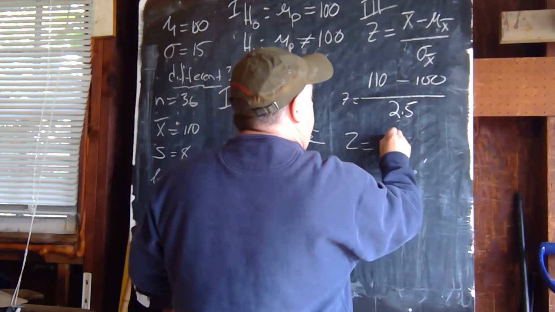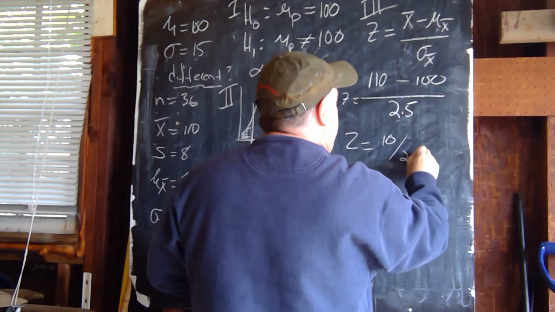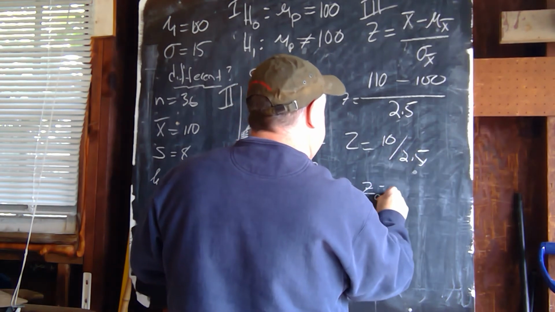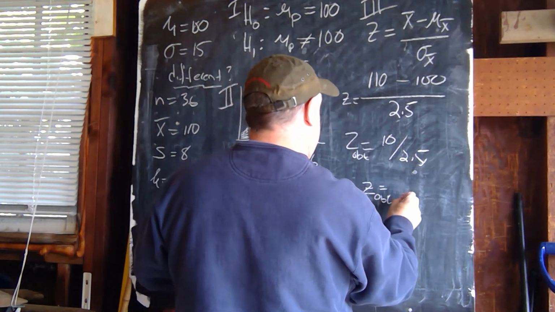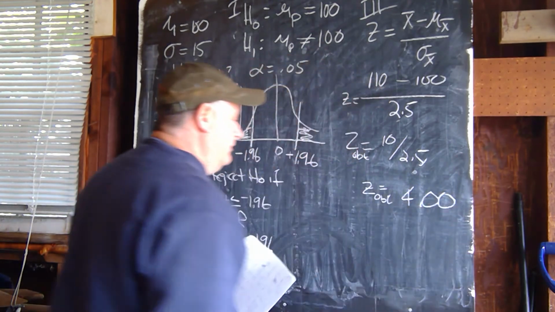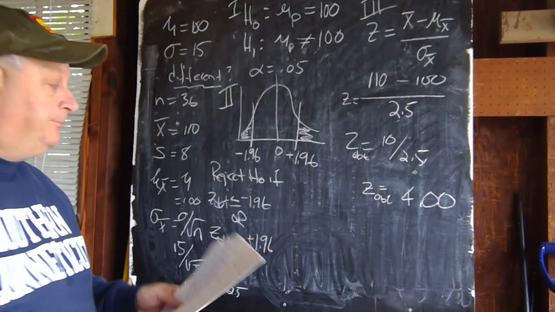Z equals 110 minus 100, which is 10, divided by 2.5. Z obtained then equals 10 divided by 2.5, 4.00. So our z obtained is 4.00.